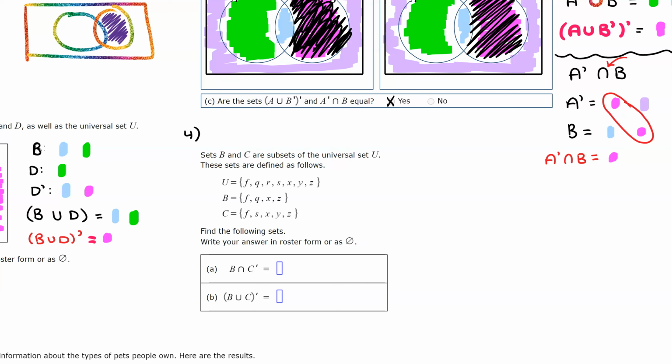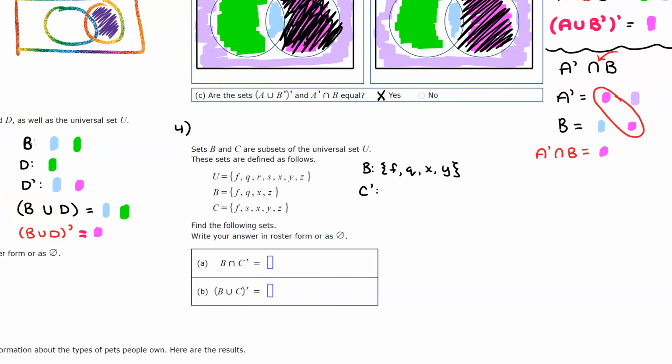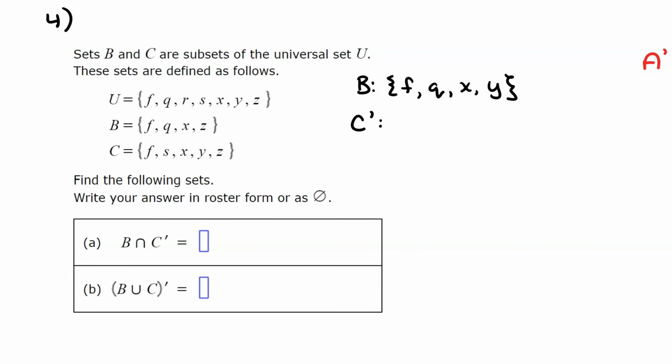So we want to write out B intersect C complement. So first let's write out B. I know we already have it, but let's write it out. So B was F, Q, X, and Y. And then we also need C complement. So when they're written out here, what I like to do is just cross them off. So in C, I have F.